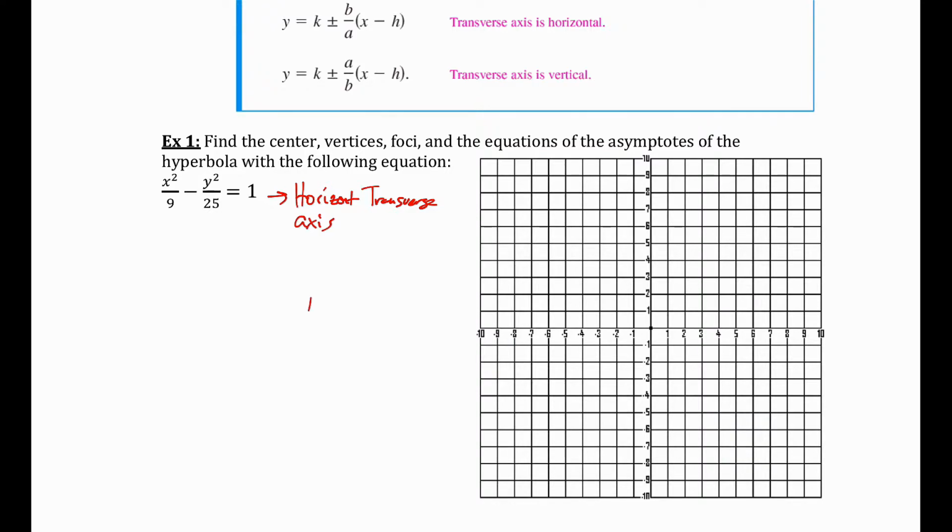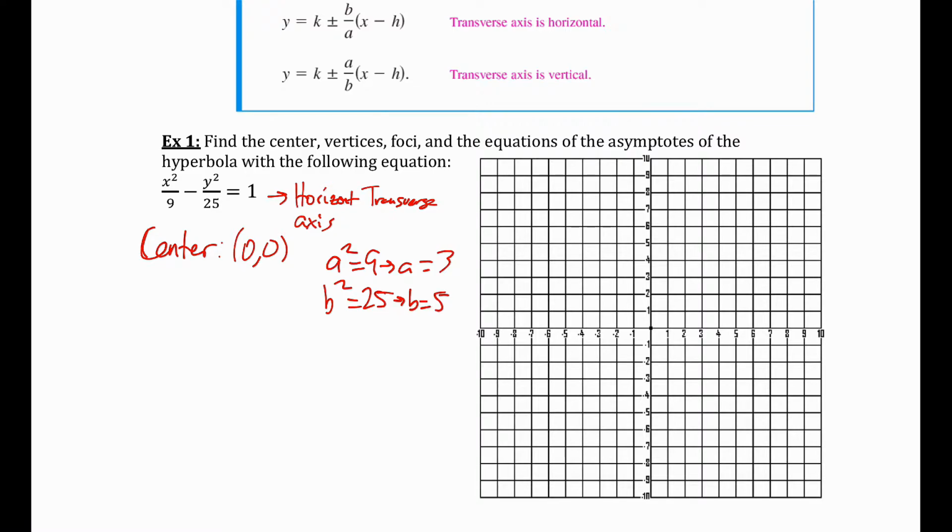Now this one, our center, is going to be nice and convenient. You might remember this from our original definition for the hyperbola equations. Our center is at (0, 0). Remember, it's x minus the h value, the x coordinate of the center. Well, it's x squared, so it's just x minus 0. Same thing for the y. Now, our a and b values. a squared is 9, therefore a is equal to 3. b squared is 25, therefore b is equal to 5.